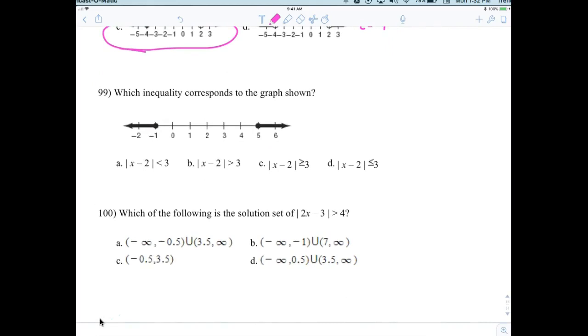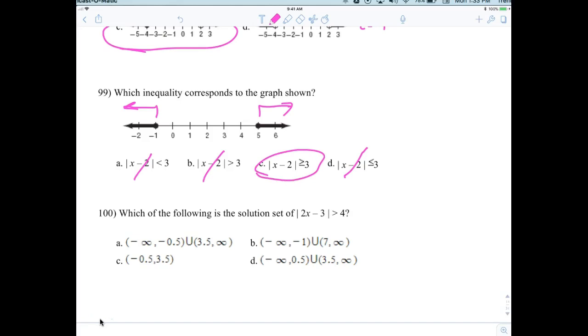Okay, let's take a look at 99, which inequality corresponds to the graph. If you recall, we said greater than when it's this direction, the absolute value was greater than, right? So it can't be A or D to start out. Now, it's a solid dot, so it can't be B. Everybody good on this now? So the answer is C. That's a really good way of doing that.